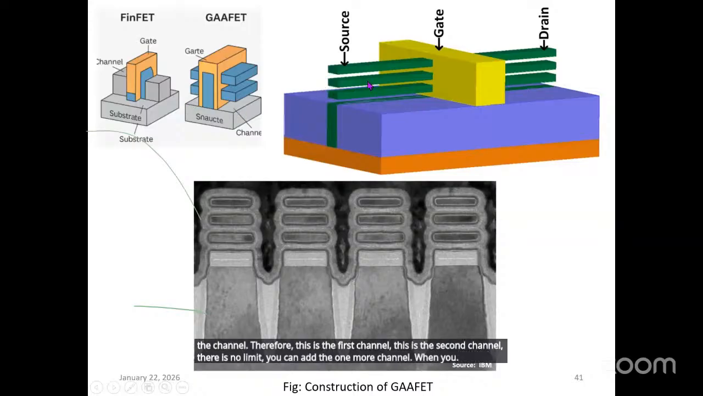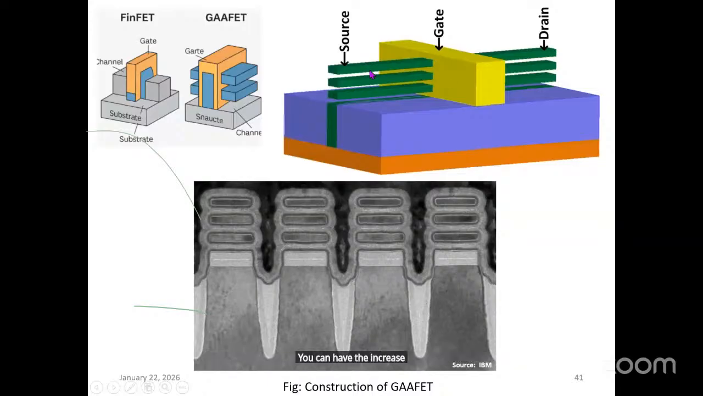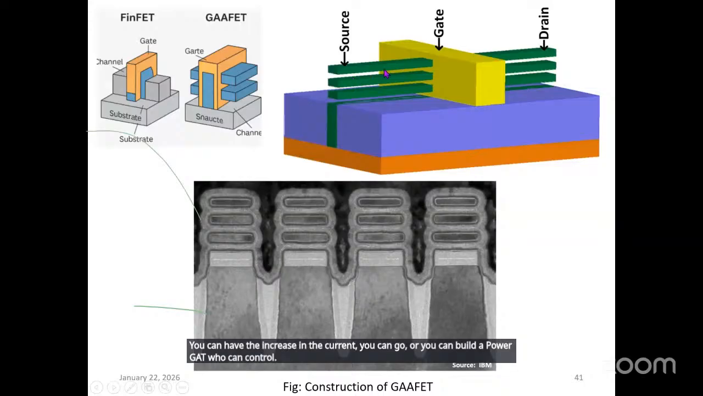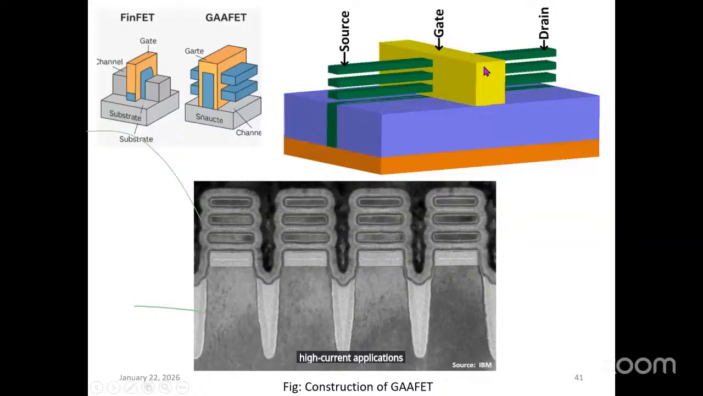When you increase the number of channels and the gate is surrounding every channel, you can have an increase in the current. You can build a power GAA FET which can be used for high power applications, high current applications, with good control over the drain current.